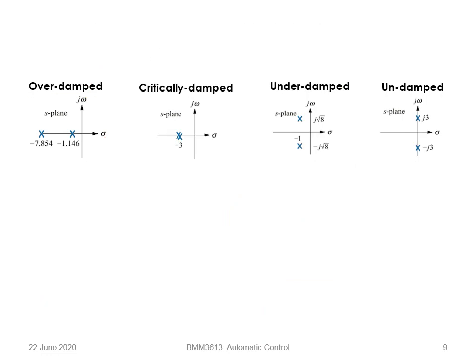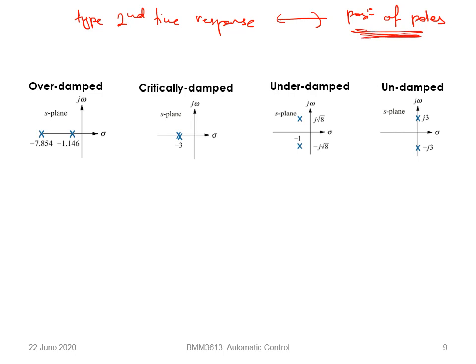So now we have seen all the categories of second order time response, and we know that the type, or what we call the category, of second order time response depends on the position of the poles. So now a simple exercise that we're going to do here is to play a bit with the position of the poles, changing the position of the poles in order to see its consequence on the type or category of the time response.